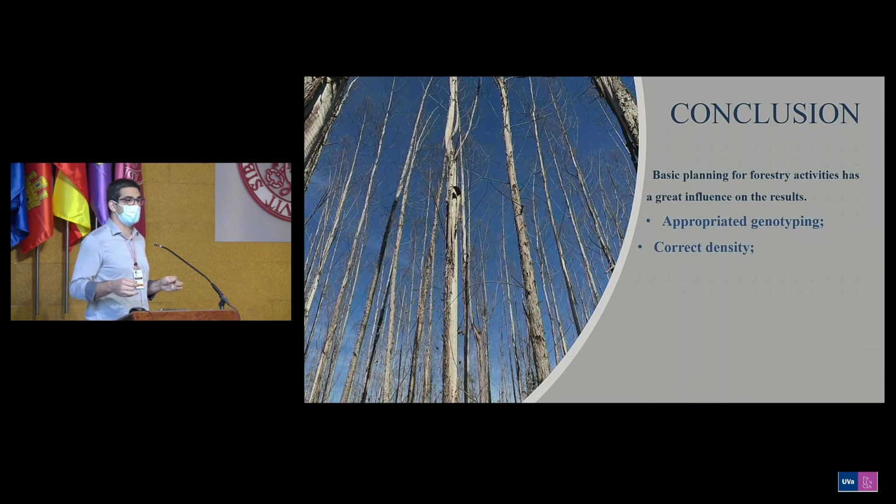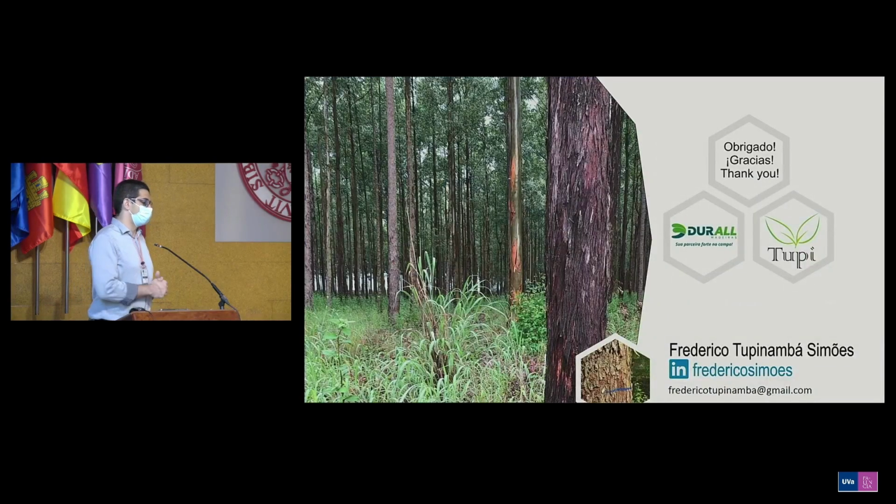And the conclusion is basic forest management. Choose the right genotype, because the company was only concerned about production. They never concerned themselves with drought, or with other problems that may occur in an 8 or 10 year project. And also density. They tried to put in so many trees, and if they reduced it, they would have the same results. And that's it. Thank you.